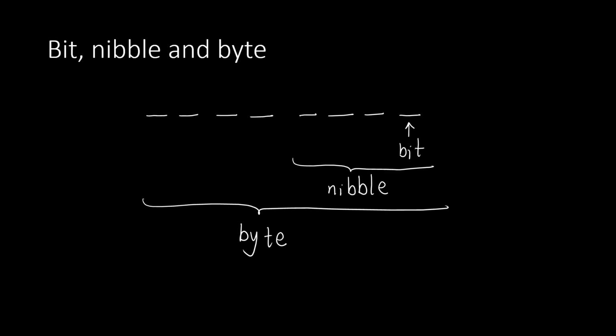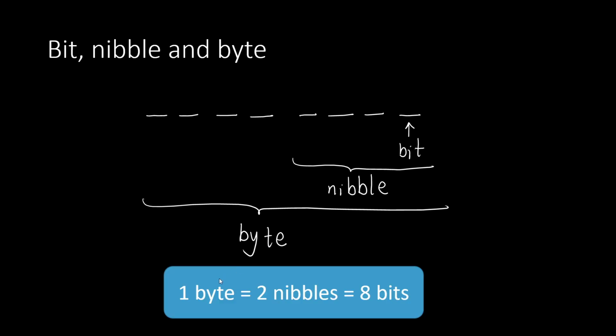Okay, I'm going to do a small summary of what we have learned so far. The smallest unit is the bit, the larger one is the nibble, and the largest one is the byte. So 1 byte is 2 nibbles, which is equal to 8 bits.